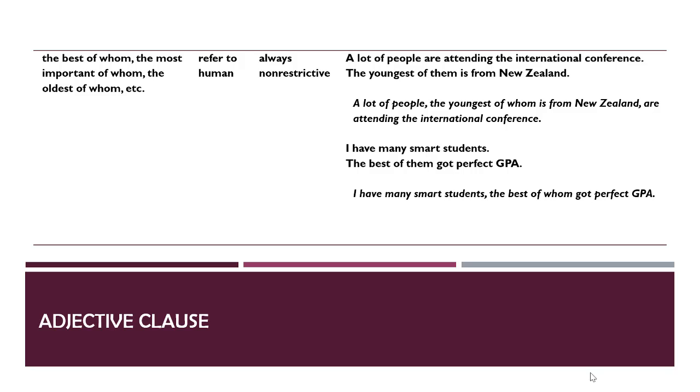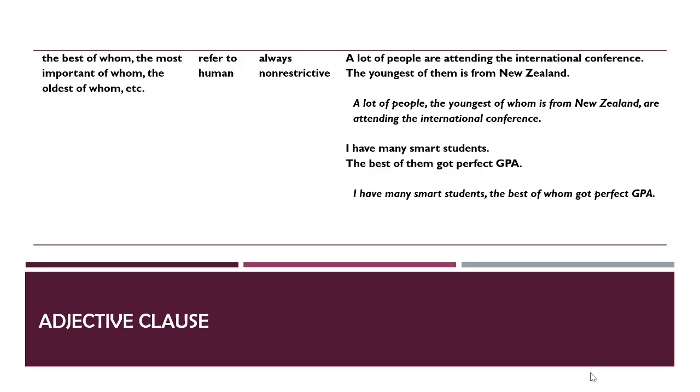"The youngest of whom is from New Zealand" is an adjective clause specifying the antecedent "a lot of people." A lot of people, the youngest of whom is from New Zealand, are attending the international conference. This adjective clause is always considered as non-restrictive.